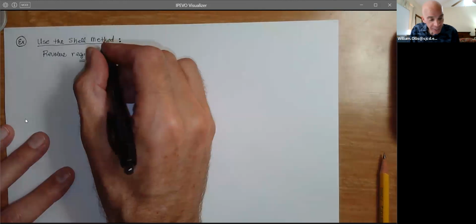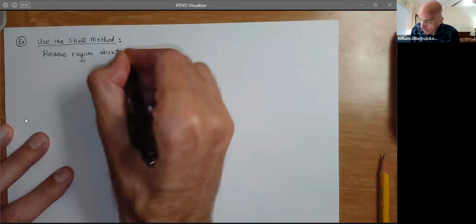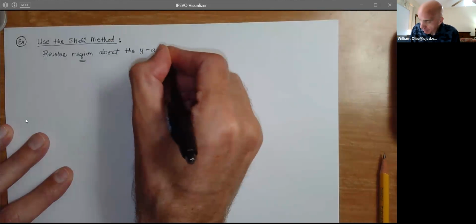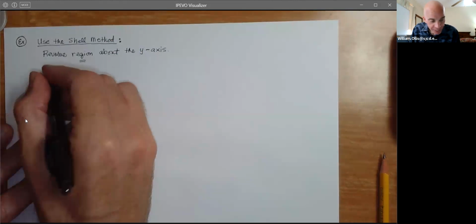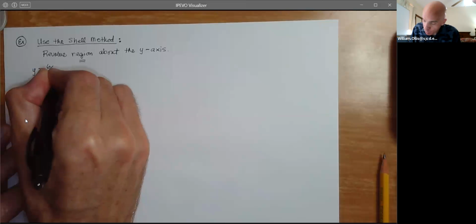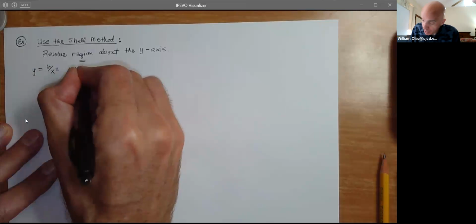So revolve the region about the y-axis. And here's our particular region. We have y equals 6 divided by x squared. We have y equals 0.